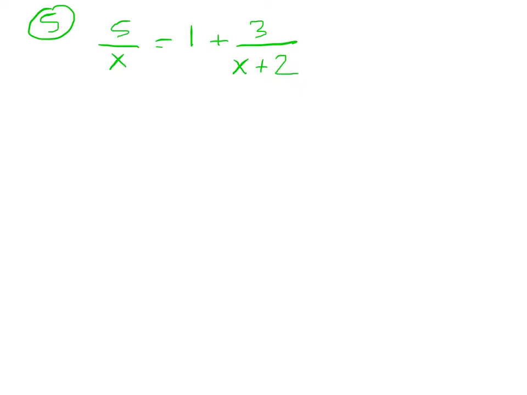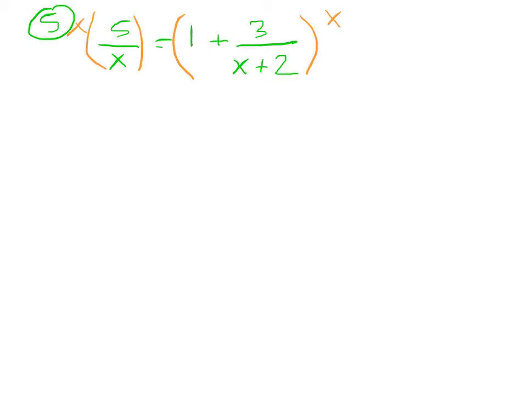So I look at this 5 over x and I think to myself, I would just love it if there was no denominator. Well, I can get rid of it. To get rid of an x in the denominator, I should multiply by x. But you can't just multiply by x on one side unless you also do it on the other. So I have to multiply both sides by x.